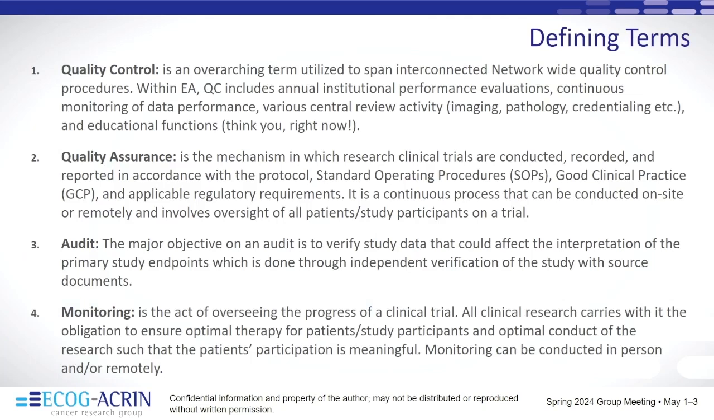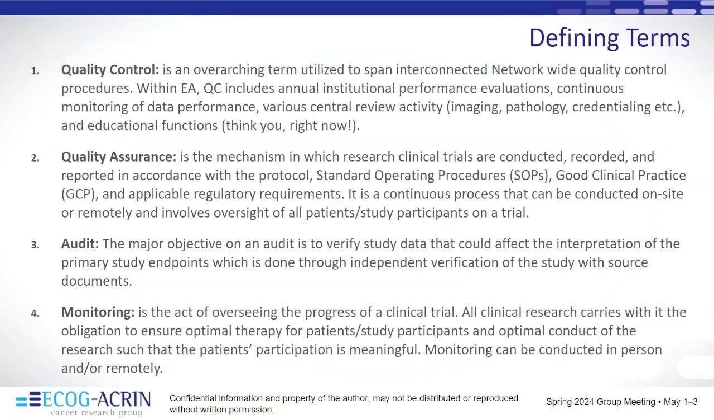All right, defining terms. I think we get this question a lot. What are the differences between these things? So I thought I'd put together a slide to kind of highlight that. So quality control is an overarching term utilized to span interconnected, network-wide quality control procedures within EA. QC includes annual institutional performance evals, continuous monitoring of data performance, various central review activity, and educational functions. Think what we're doing right now, right?